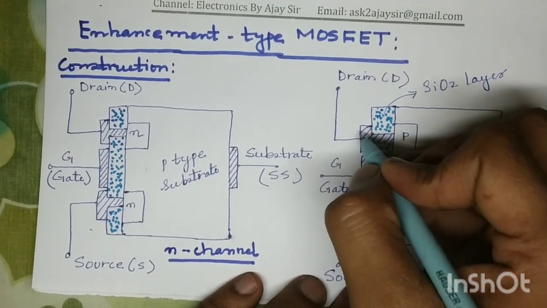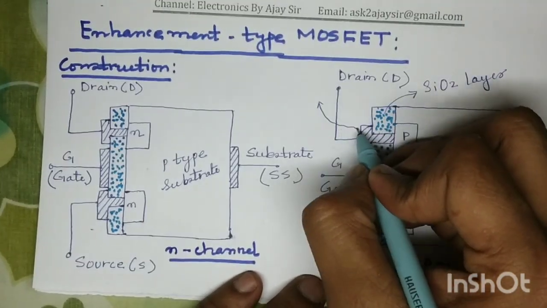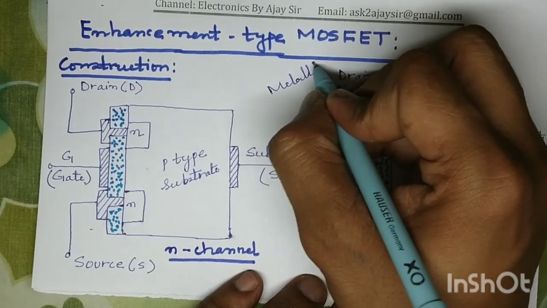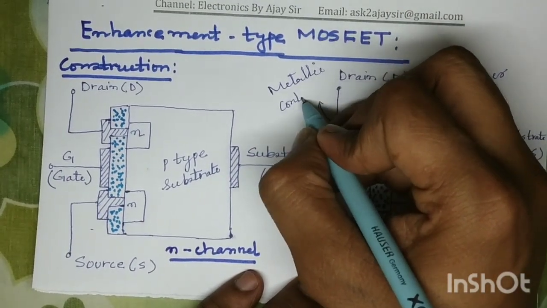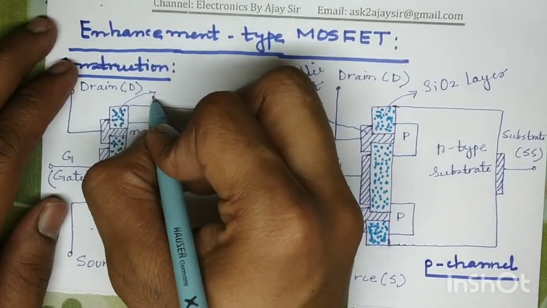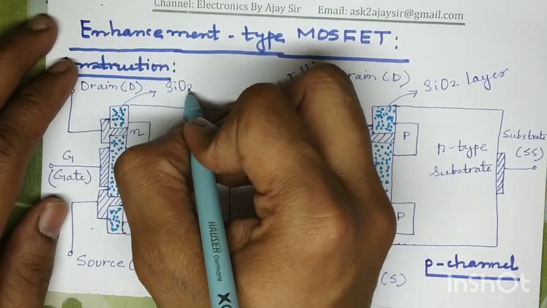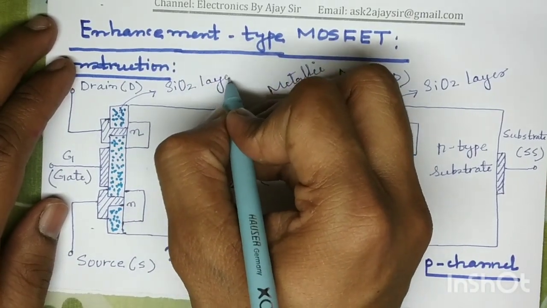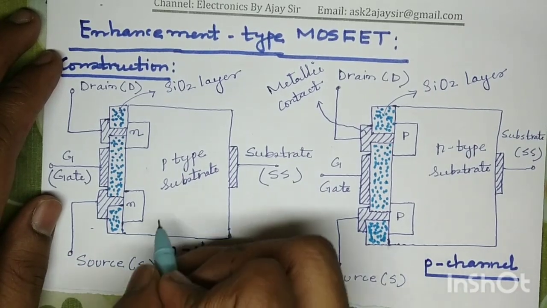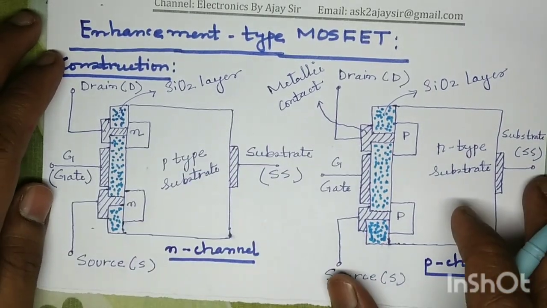and this shaded region is the metallic contact. This dotted line is the SiO2 layer, and this shaded region is the metallic contact.